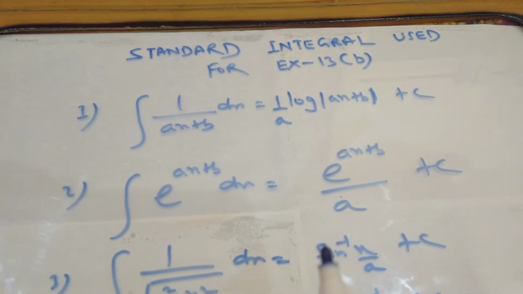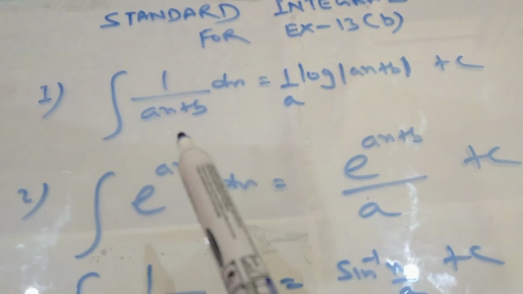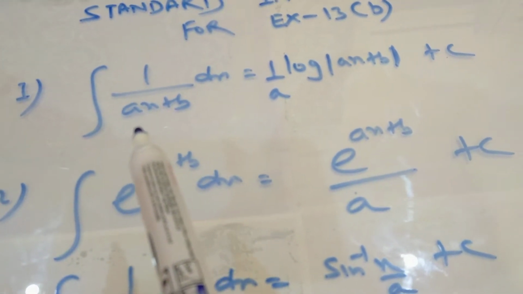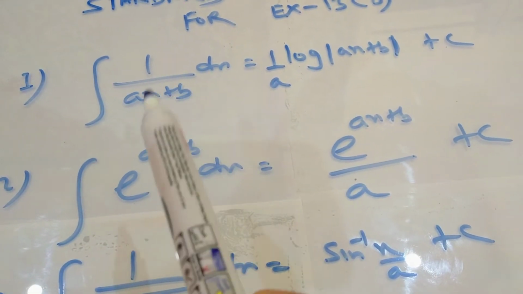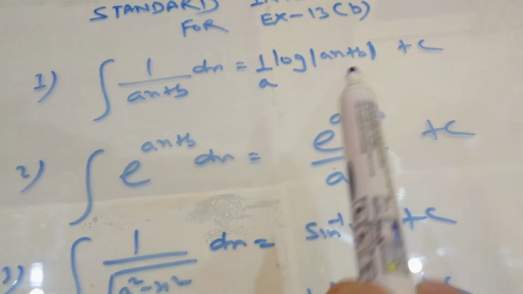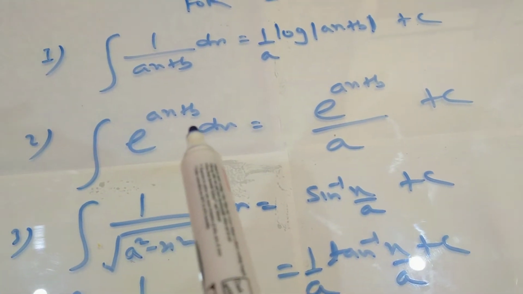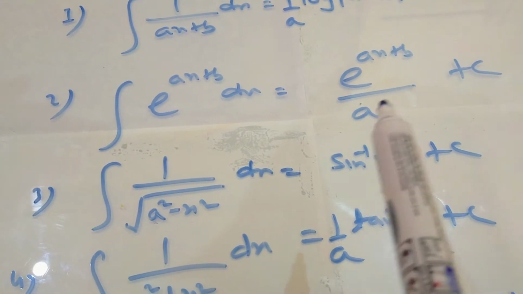The required standard integrals which we will use in this exercise: the first one is the integration of 1 upon ax plus b. The formula is not available for this form directly, so you can write 1 upon a log of ax plus b plus c. If e raised to the power ax plus b dx is given, then the answer is e raised to the power ax plus b upon a plus c.